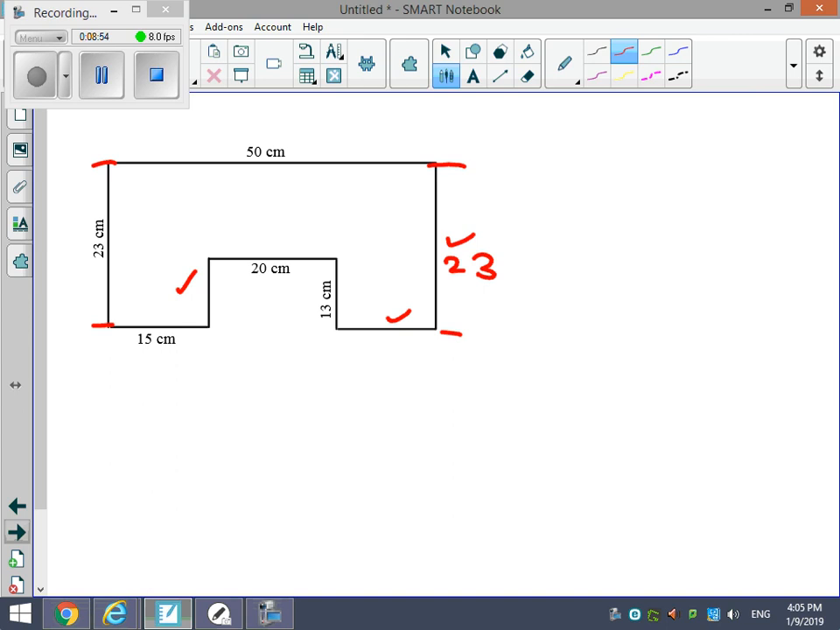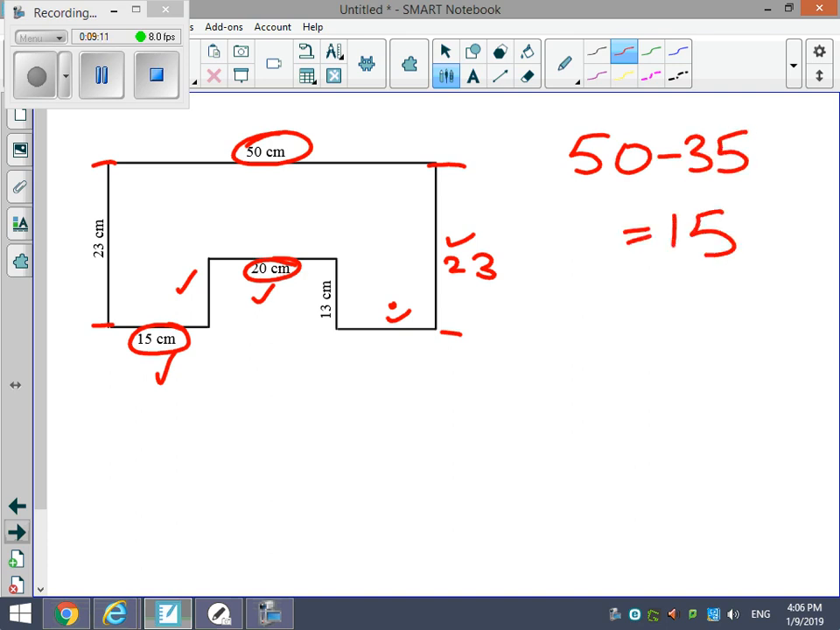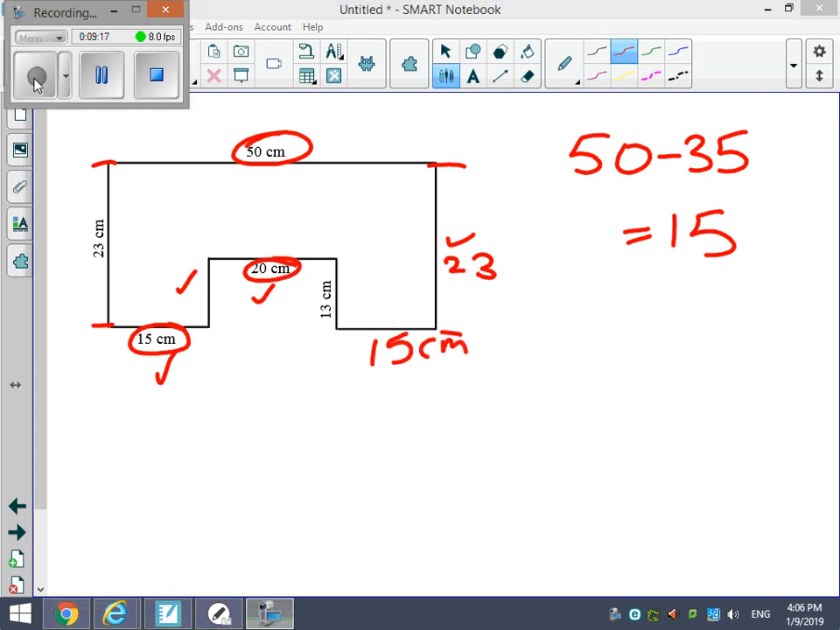And now to figure out this one here, we have to take a look at what the whole length was versus what they've already used up. The whole length is 50, but we've used up 15 and 20, so that's 35. We subtract the two, whatever's remaining will give us what's left, and that will give you 15 centimeters. And the last one that's missing is this one right here. It's going to be 13 centimeters as well.